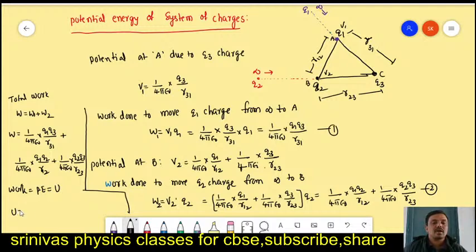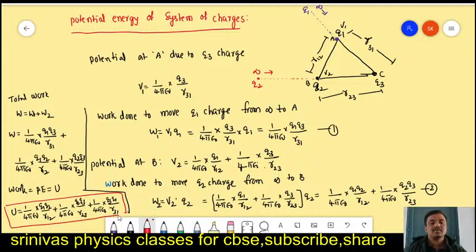Then the potential energy formula is 1 by 4 pi epsilon naught. We will rearrange them: Q1 Q2 by R12 plus 1 by 4 pi epsilon naught into Q2 Q3 by R23 plus 1 by 4 pi epsilon naught into Q3 Q1 by R31. This is the final formula for the potential energy of a system of charges, right?